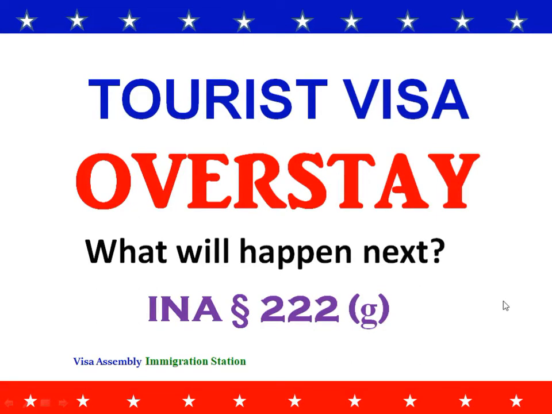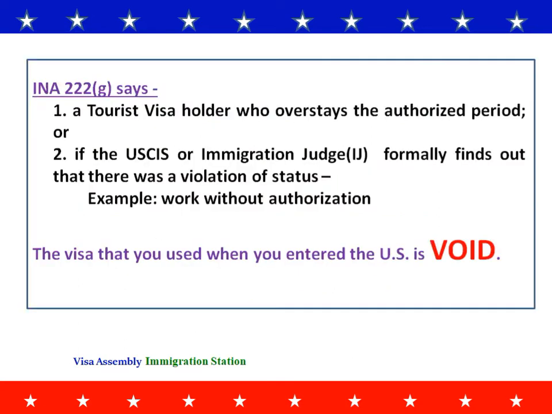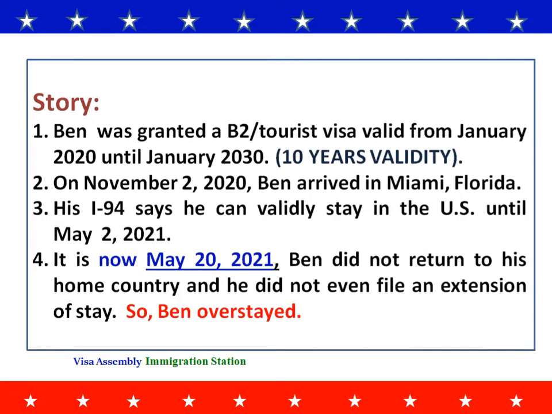Hi everyone, we're here to talk about tourist visa overstay, what will happen next, and the impact of Immigration and Nationality Act Section 222, letter G. A tourist visa holder who overstays the authorized period, or if the USCIS or immigration judge formally finds out that there was a violation of status, for example, you work without authorization, the visa that you used when you entered the US is void. Let's hear a story.